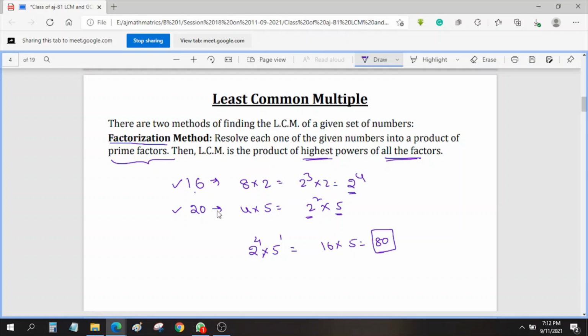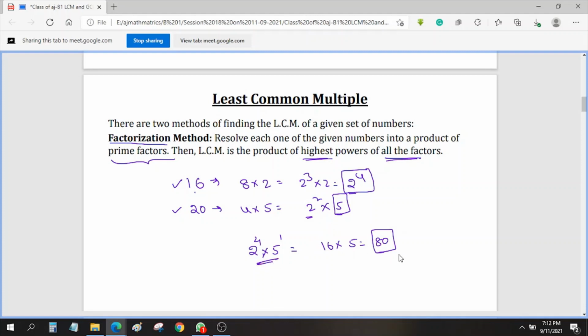So what is the method here? Factorization method means, first we need to convert 16 and 20 into prime factorization form. Then we need to check the highest powers of the prime factors. So here the highest powers of the prime factors are 2 power 4 and 5 power 1, and their multiplication is 80. So this is one way of doing it.